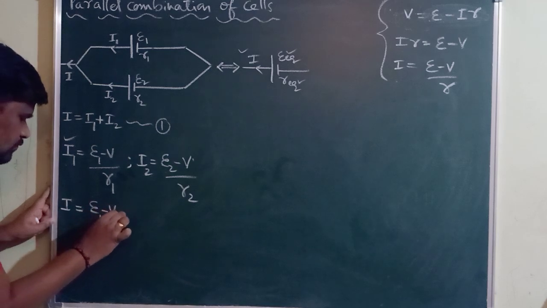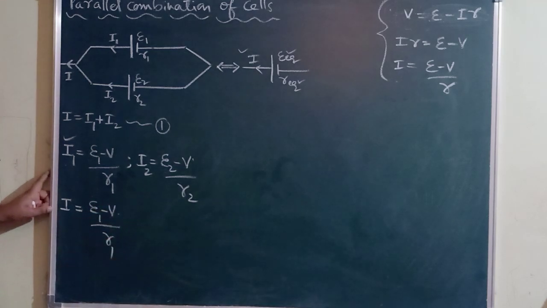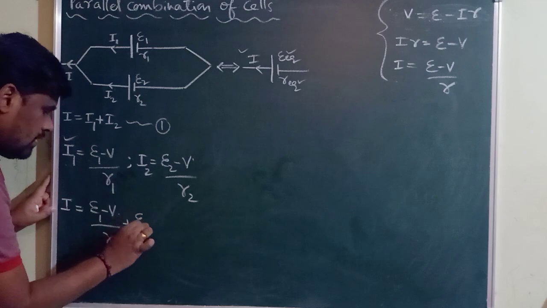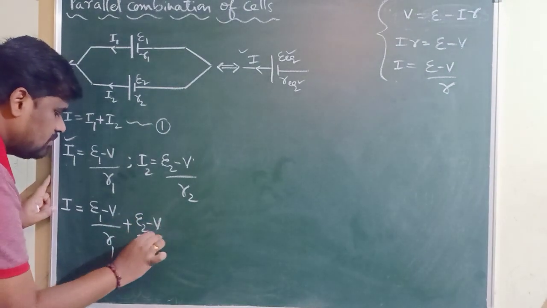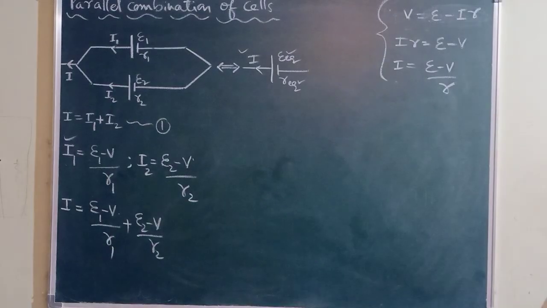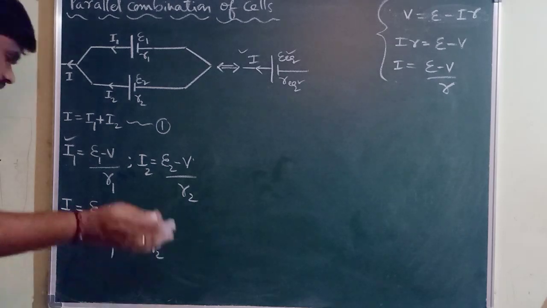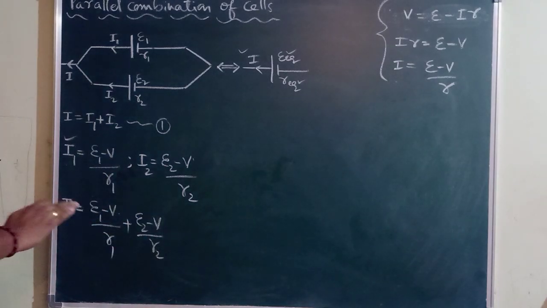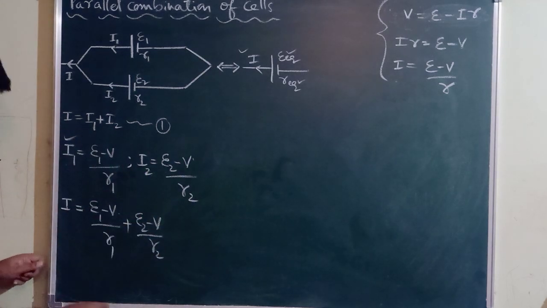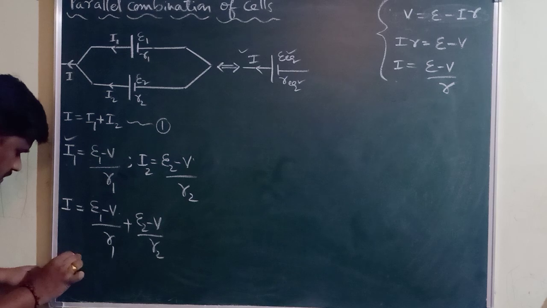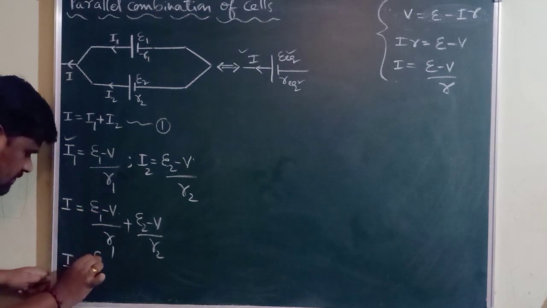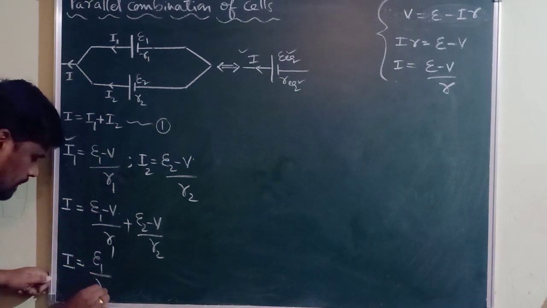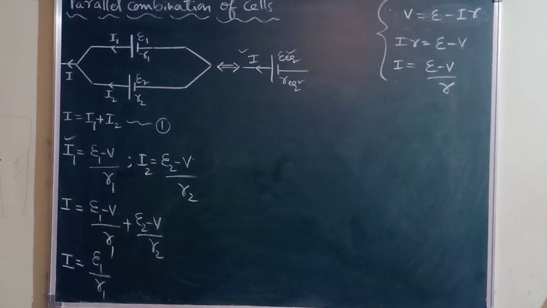E1 minus V by R1 plus what is I2? E2 minus V by R2. Okay. Next I will take EMF terms on one side separately and terminal potential difference terms separately. Next, how can I write now? I is equal to, first I will write the EMF term E1 by R1. Okay. Next you can write one more term, no problem.